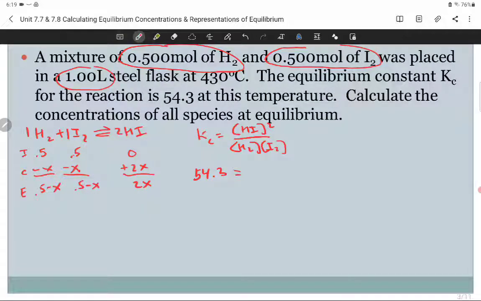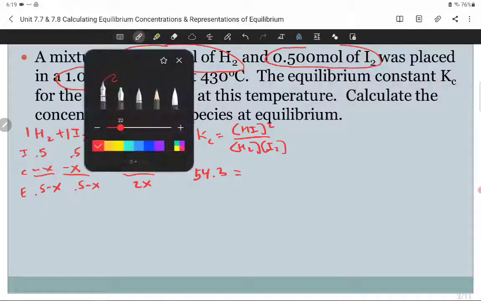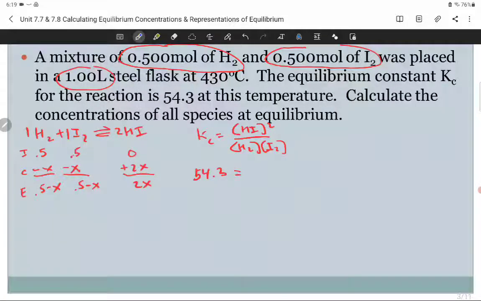So the Kc was given, that's 54.3. We were given that the equilibrium amount of HI is 2x. So 2x, and don't forget that is squared, because our equilibrium expression says it has to be squared. And then on the bottom, we have 0.5 minus x times 0.5 minus x. I'm going to shorten that, and I think it might become evident why I'm doing that.